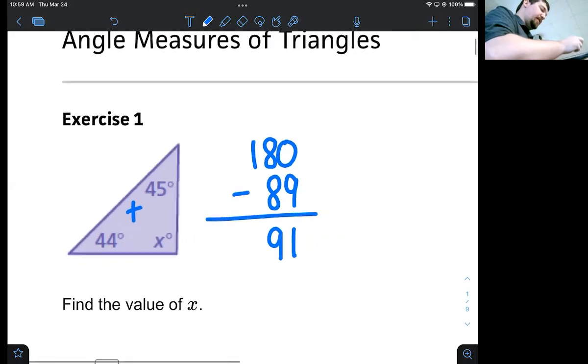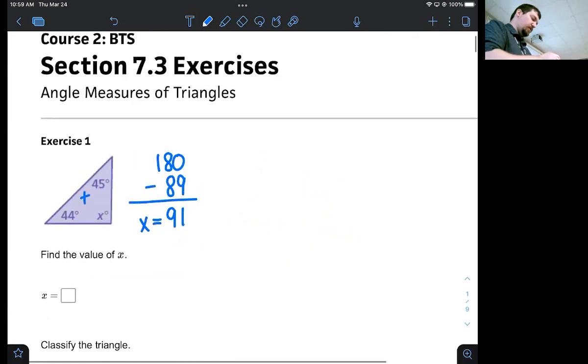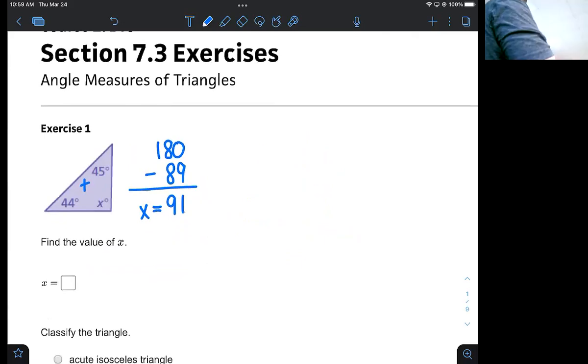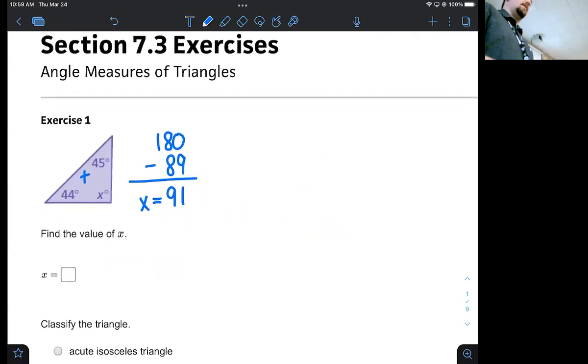And so the way that we're going to label this will be the same on your quiz tomorrow. You're just going to put X equals 91. You don't need to put 91 degrees because for some of these you're going to solve them as an equation. So I'm just going to say label your answer with X equals, just like they did. They have an X equals right there and then they have the box. So you type in 91.